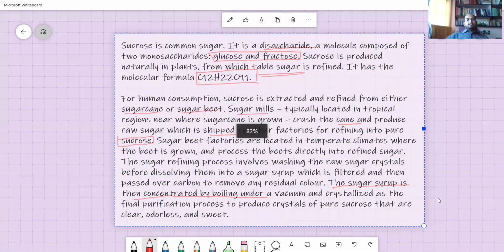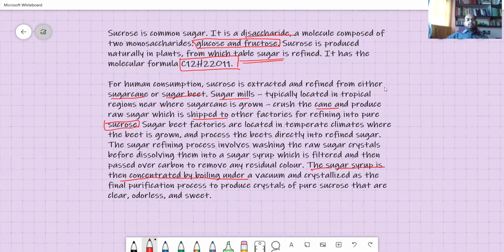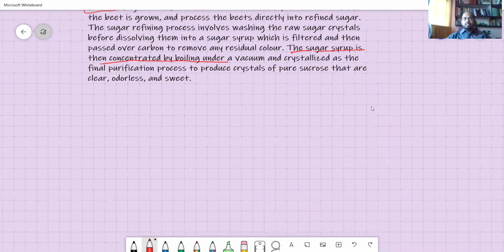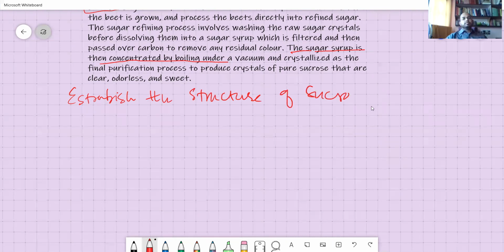So our aim here is to establish the structure of sucrose. So how is it established?